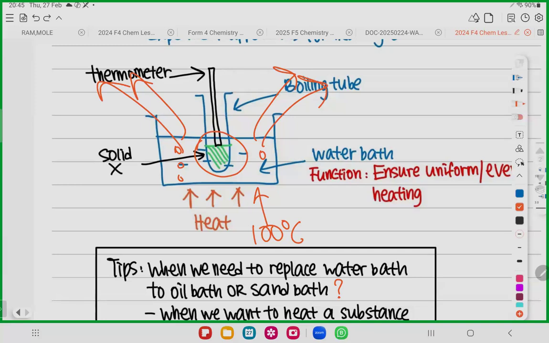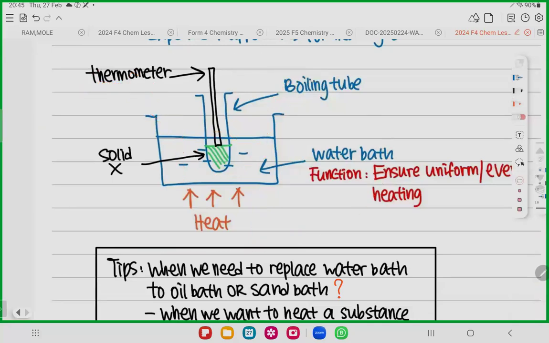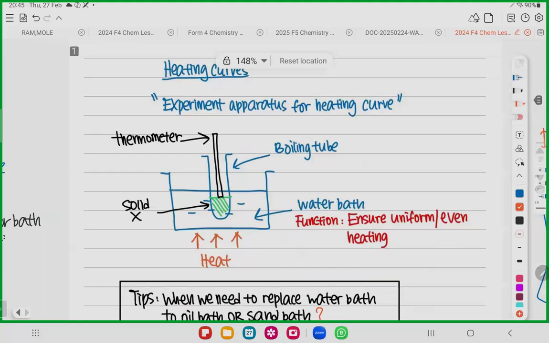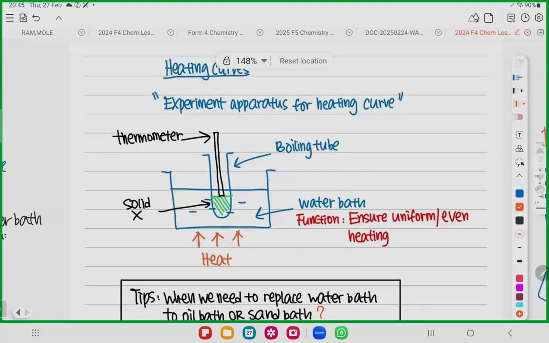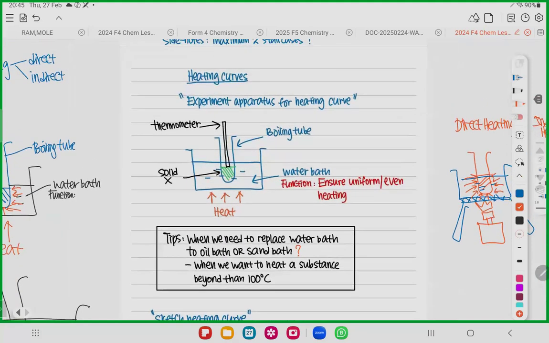So I hope everyone understands the diagram for the heating curve, the function of the water bath, and when you should change the water bath to an oil bath or sand bath. Let me know in the chat box. Are you okay with the content on this page? Do you understand all the content that I have shown you on this page so far?